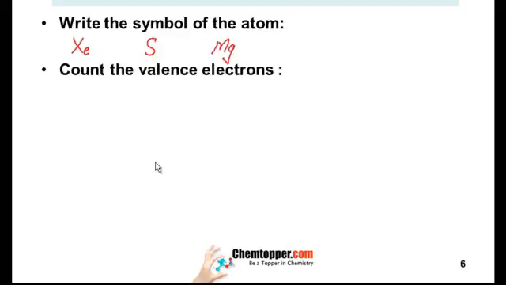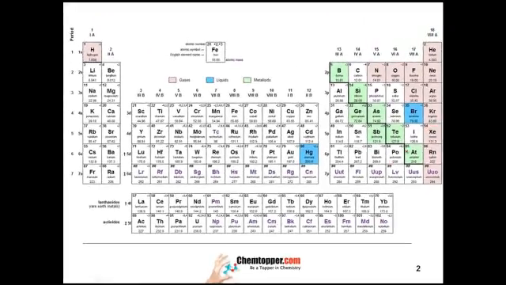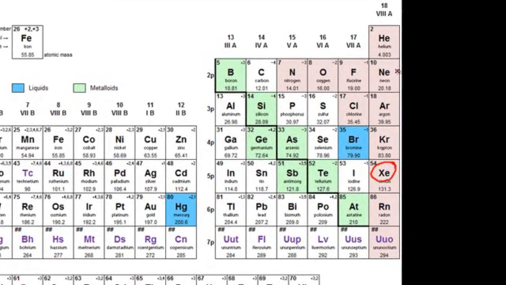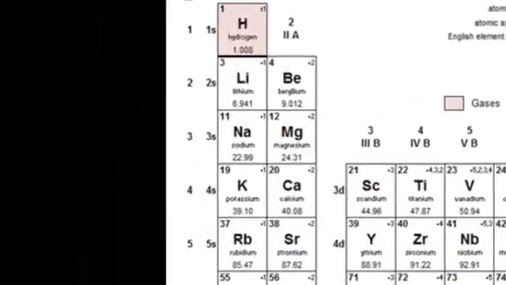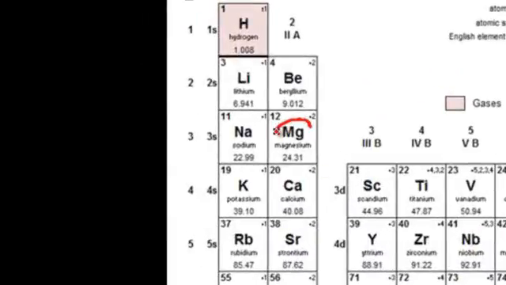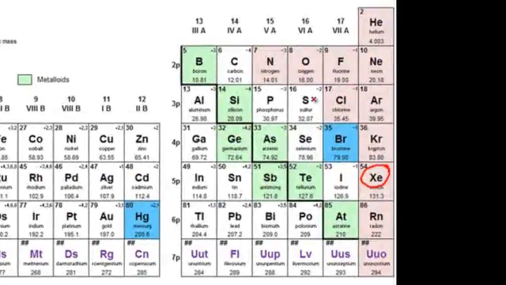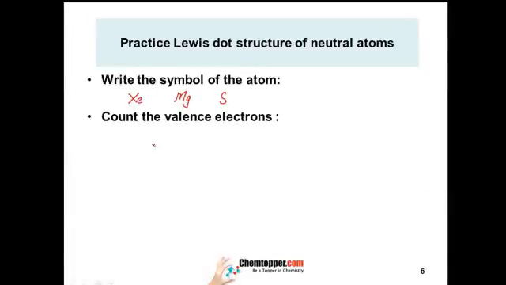The next step is to count the valence electrons of these elements. In this we can take help of the periodic table. In the periodic table you can see xenon is in the 8th group, so its valence electrons are 8. Magnesium is in group number 2, so its valence electrons are 2. And sulfur is in group number 6, so its valence electrons are 6. So the valence electrons of xenon are 8, magnesium 2, and sulfur 6.